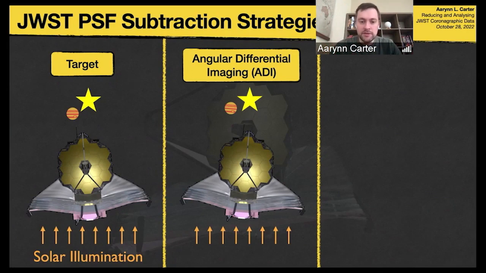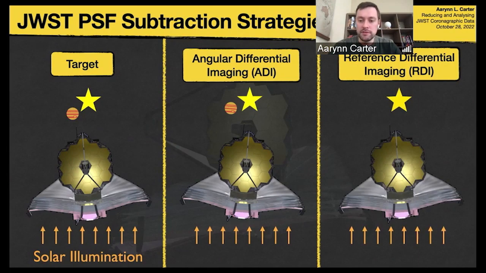The only limit really for JWST with this technique is this solar illumination. We have to be really careful with the angles we point the telescope towards the sun to make sure it doesn't overheat. So really, we can only do this over sort of a 10 to 14 degree range, an absolute maximum. From the ground, we usually do this over a much, much broader range, and this subtraction technique is much, much more successful.